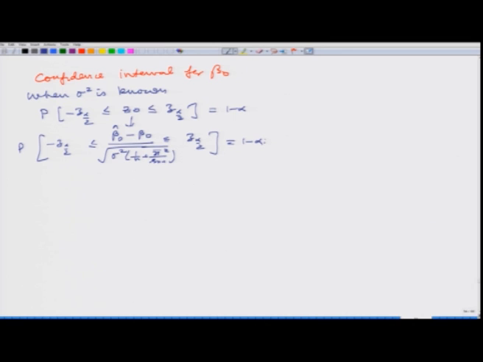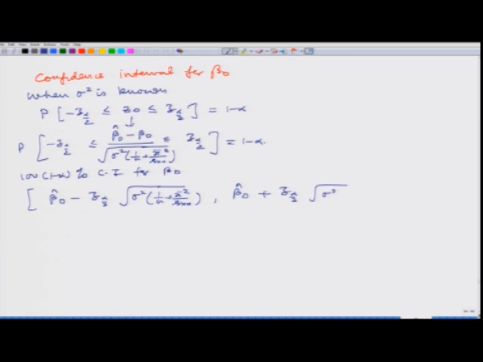And if you solve it for beta 0, then we get the 100(1 minus alpha) percent confidence interval for beta naught as beta hat naught minus Z alpha by 2 times the square root of sigma square times 1 over n plus x bar square over Sxx, to beta 0 hat plus Z alpha by 2 times the square root of sigma square times 1 over n plus x bar square over Sxx.